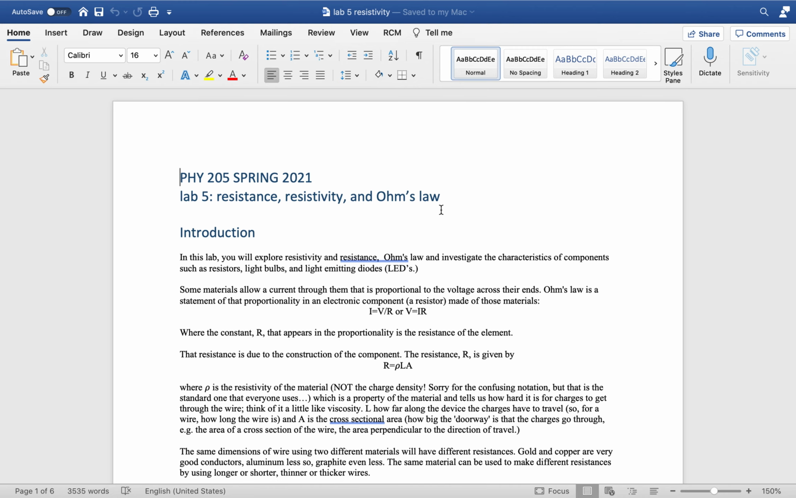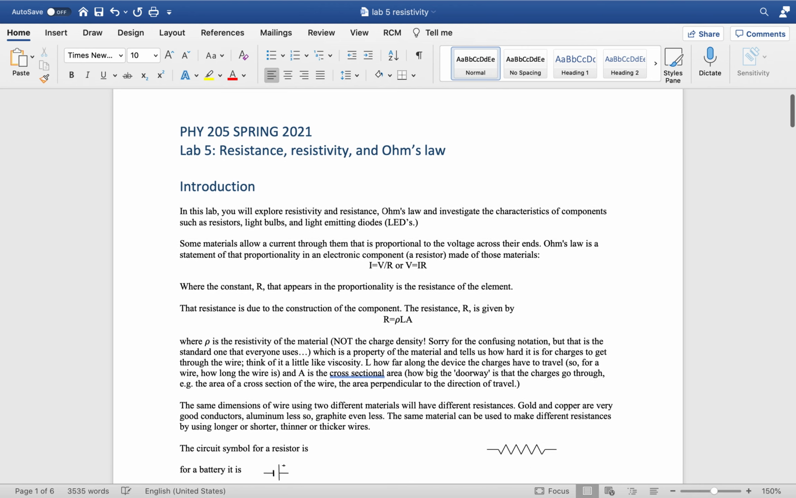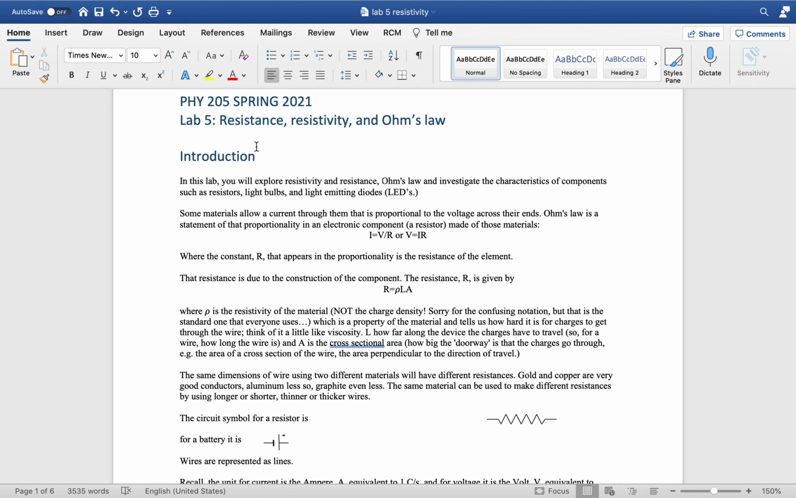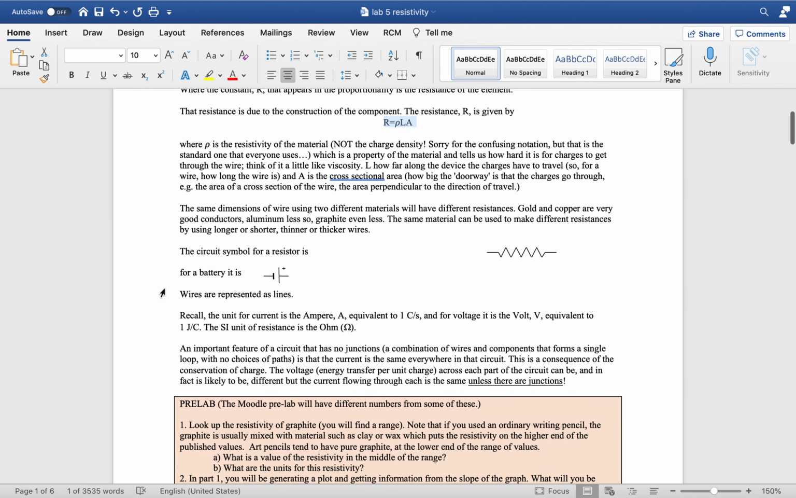Here I'm just going to talk a little bit about lab 5 for 275. This lab is about resistance, resistivity, and Ohm's law. The introductory part gives basically the theory behind the lab. It shows how the current and voltage are related. You know Ohm's law equation here, and this also gives the relationship between the resistance, resistivity, length of the conductor, and the cross-sectional area of the conductor.